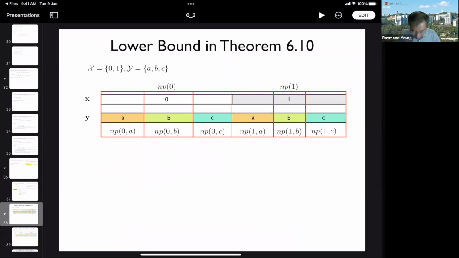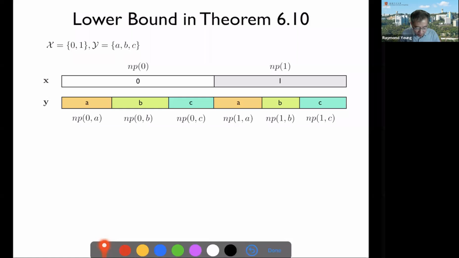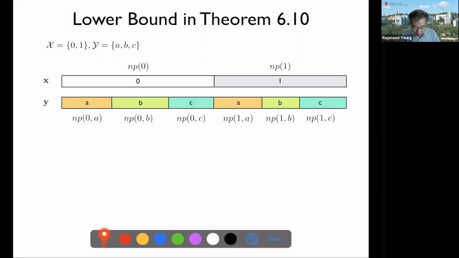Okay, the lower bound calls for some counting. So I'm going to give you the idea for a very simple case. X is a binary alphabet and Y is a ternary alphabet, A, B, C. So let's say we have a typical X sequence so that the number of zeros is approximately equal to n times P0, and the number of ones is approximately equal to n times P1.